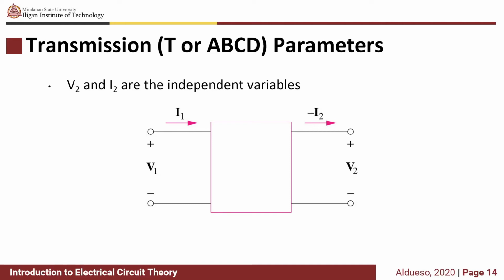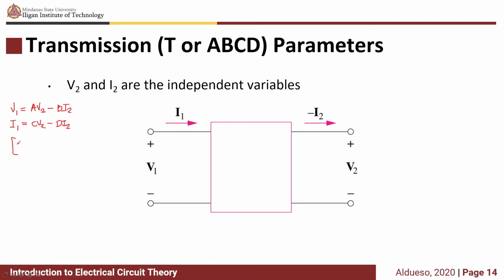So now let's move to the transmission parameters, or the T or ABCD parameters. For the transmission parameters, V2 and I2 are the independent variables. We have V1 equal to AV2 minus BI2. Then our I1 is equal to CV2 minus DI2.